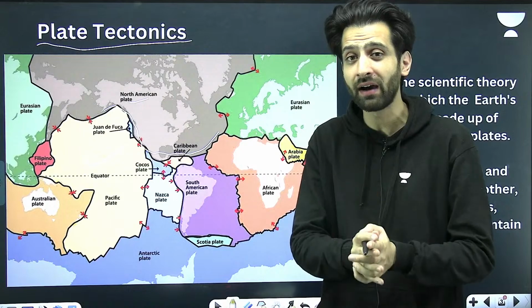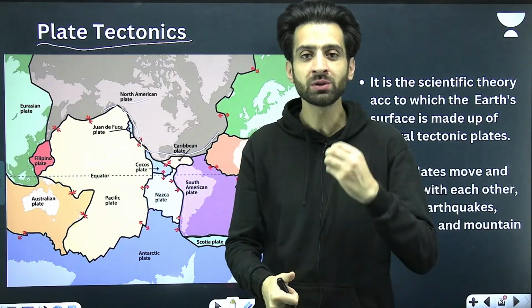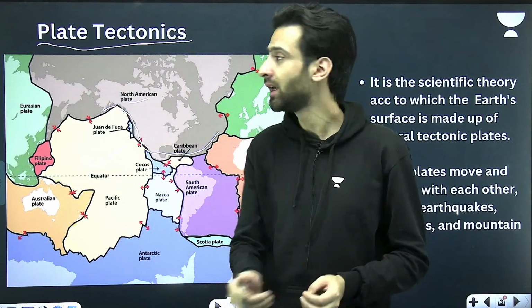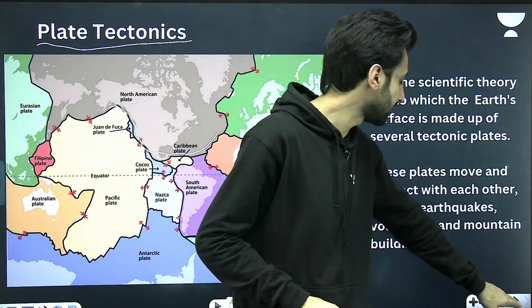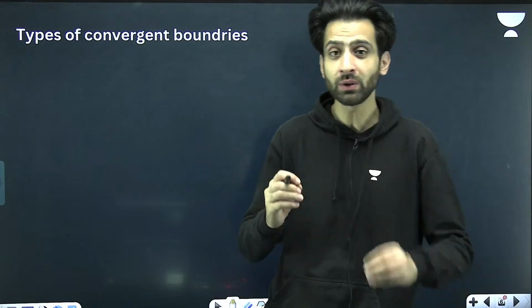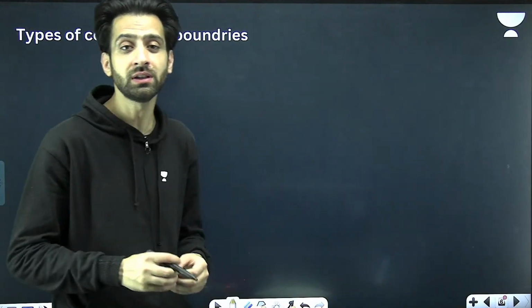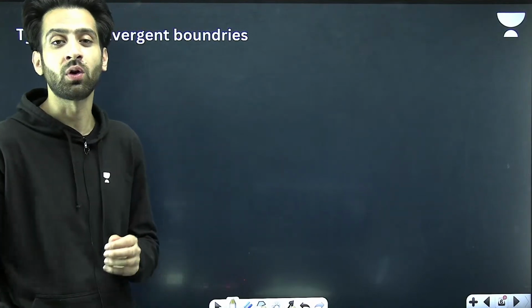So primarily we have two types of plates. One is the oceanic plate, whose majority of the part is an ocean, and the other is the continental plate. Now we have to understand and analyze how the collision or the convergence of these two plates will lead to different landforms on the earth.